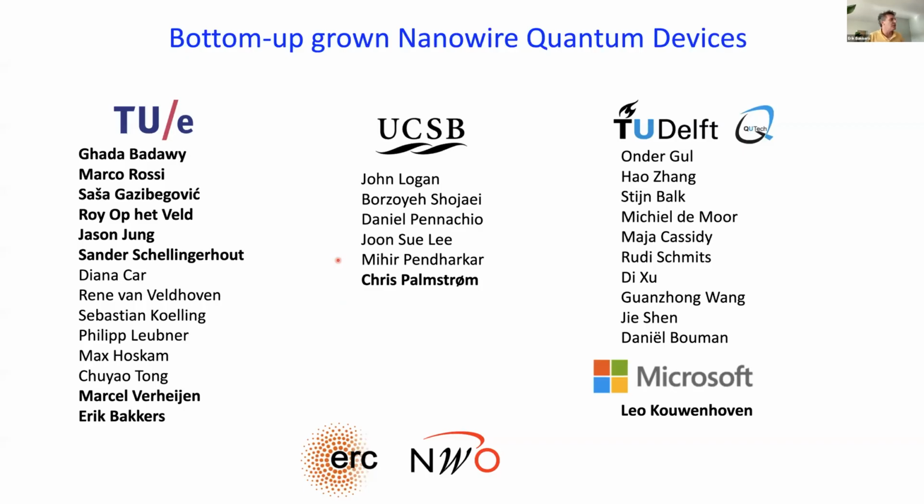First, I would like to introduce the people who actually did the work. You can see a list of people from my group: Reda Badawi, Marco Rossi, Sasha Gazibegovic, Roy Op het Veld, Jason Jung, and Sander Schellingerhout. These graduate students did most of the work. And Marcel Verheijen is doing the transmission electron microscopy in our group. This is also a collaboration with the University of California, Santa Barbara, the group of Chris Palmstrøm. And I will discuss a few transport experiments which were done in the group of Leo Kouwenhoven at Delft University.